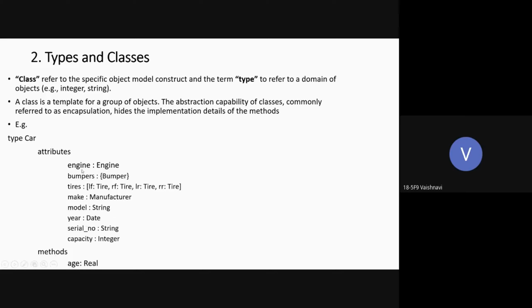Here the value based attributes are model, year, serial number, capacity. They are value based because they contain atomic values, a string, I mean a single value. It does not contain sub parts inside it. While the others, engine, bumpers, tires, and make are object based because they have objects as references. You can see here LR, a left front, right front, left rear, and right rear. These are the parts of a car.